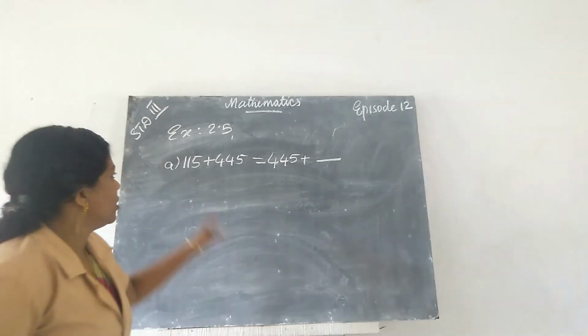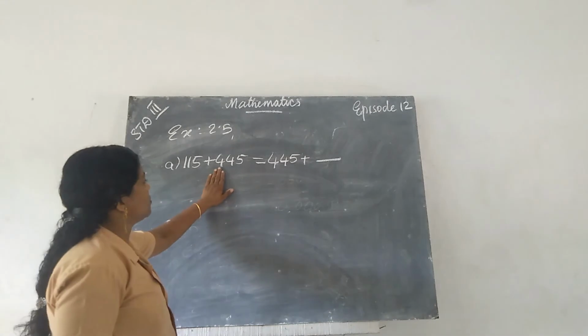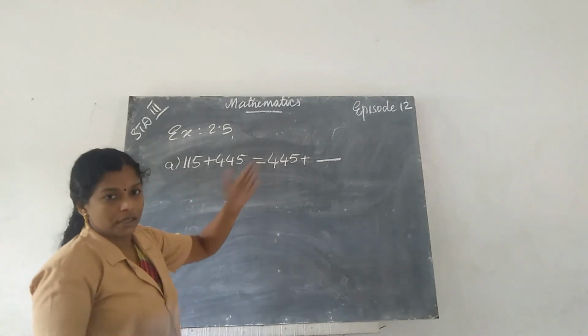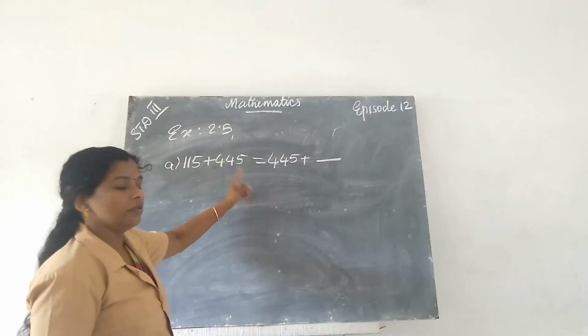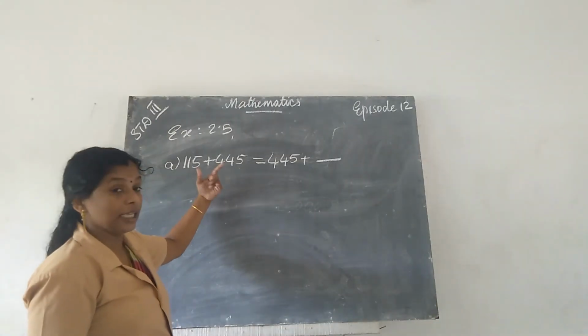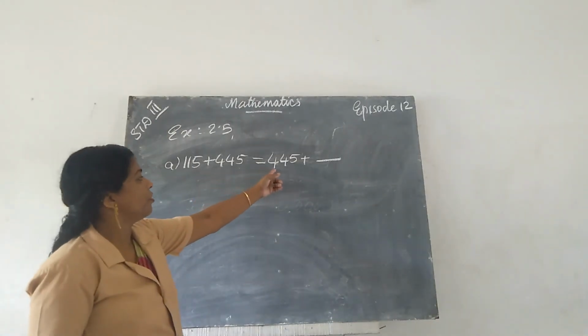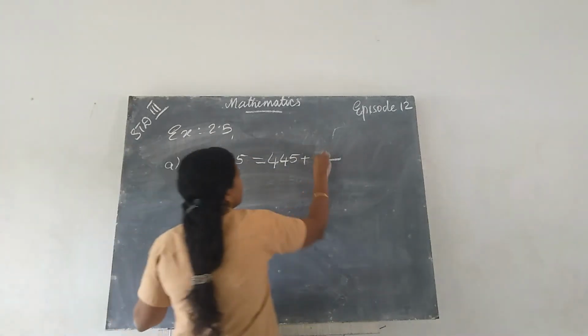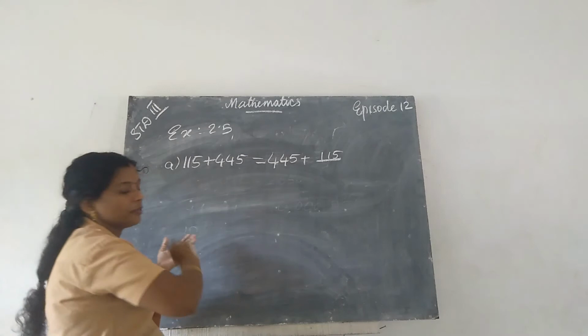That is, in 115 plus 445, the answer is the same as you change the numbers in order. That is 445 in this way. That is that there will be 115.